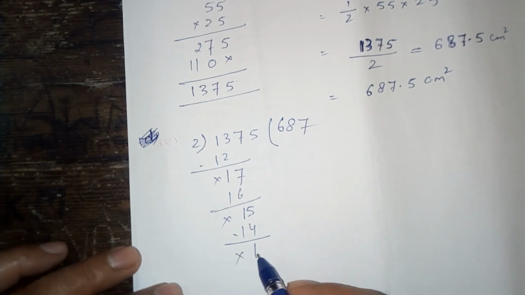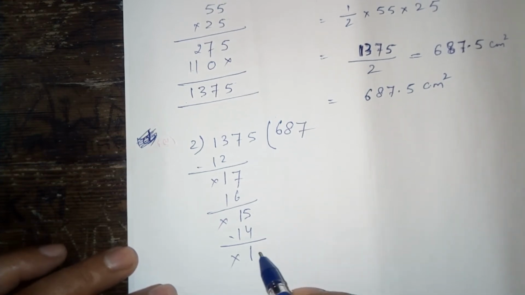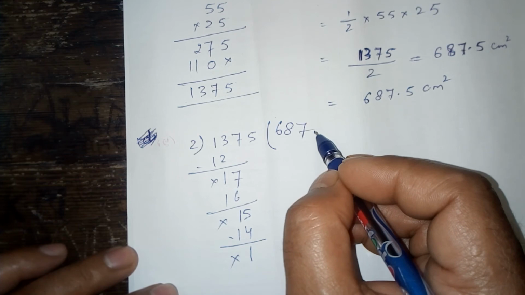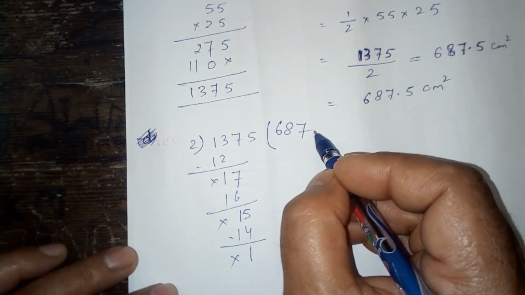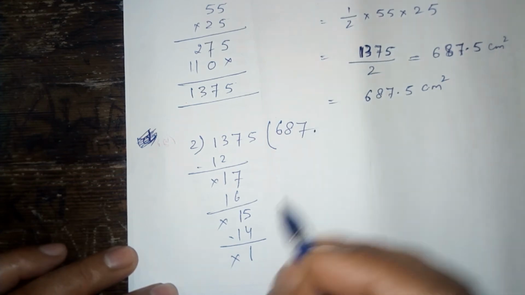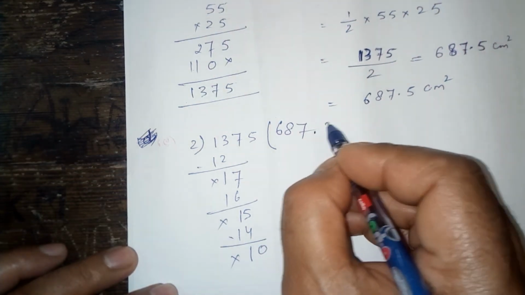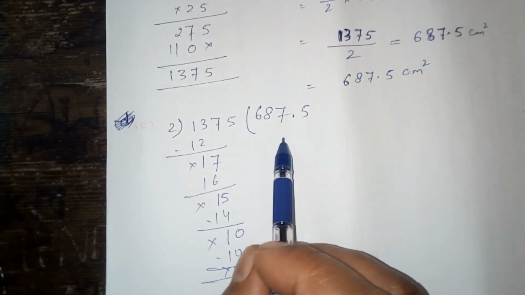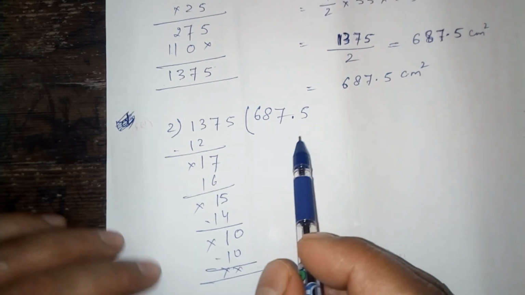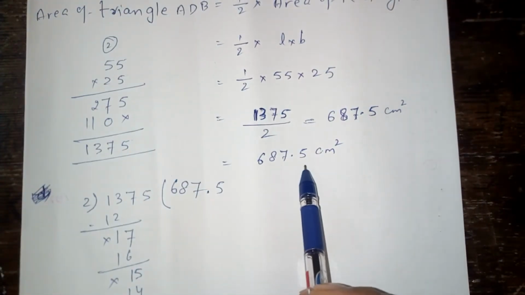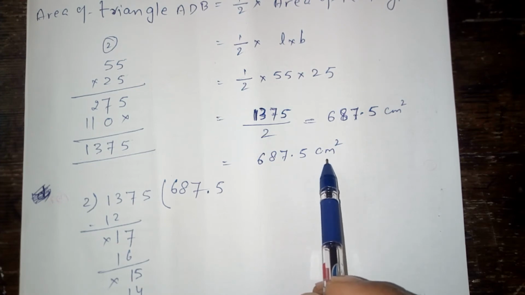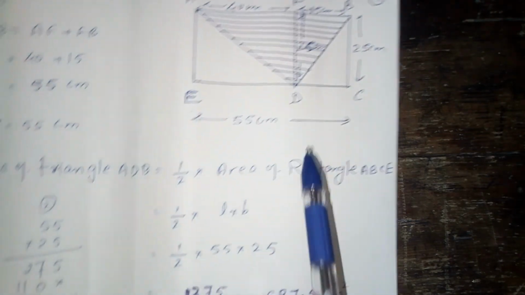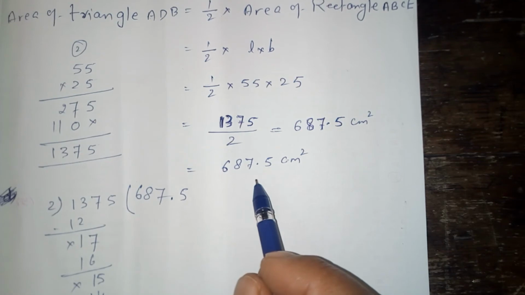Now in this condition division is not possible, so what we will do, we take a decimal point here, and after this decimal point we put 10. Again 2 fives are 10, remainder is 0, quotient is 687.5. So 687.5 square centimeter is the area of triangle ADB. This is your required answer for the required question.